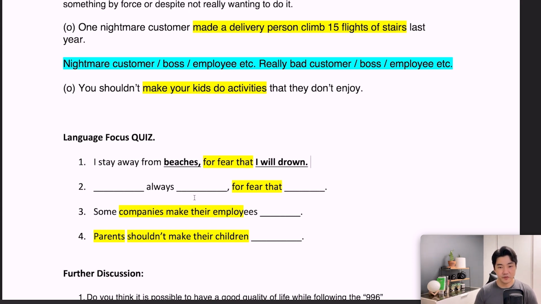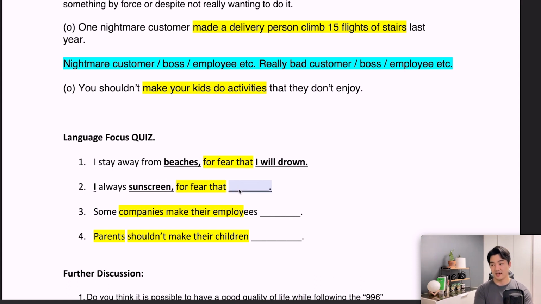Always for fear that. Let's say I always put on sunscreen for fear that I might get sunburnt. So, "저는 햇빛에 타는 것이 두려워서 항상 자외선 차단제를 바릅니다." Which is something you should do.